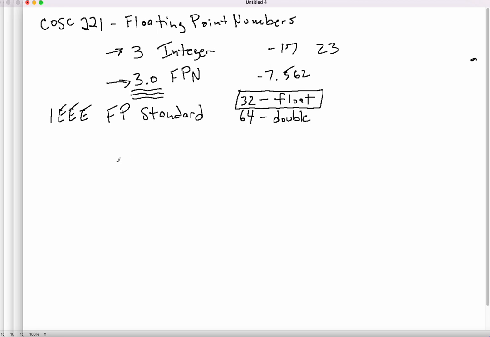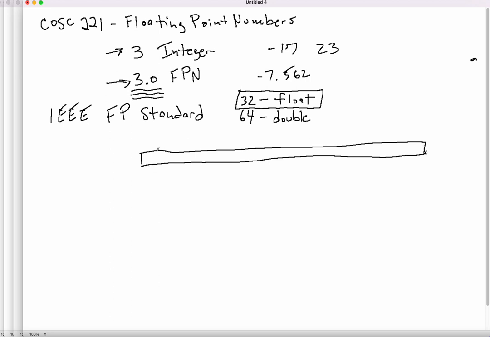But here's what it looks like. There are 32 bits, and it's broken up into a bunch of pieces. There is one bit over here, and then there are 8 bits over here, and then over here there are 23 bits. So there is 1 bit here, 8 bits here, 23 bits here, and 1 plus 8 plus 23 is in fact equal to 32.